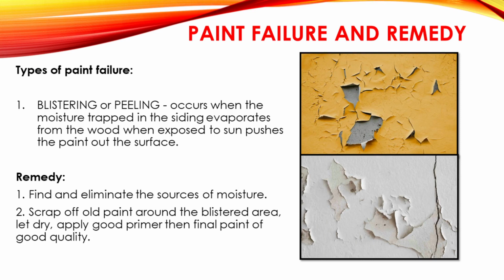First is the blistering or filling. Blistering, in definition, is the formation of bubbles in the exterior decorative paint film, resulting from localized loss of adhesion that can quickly lead to paint flaking and peeling. It occurs when the moisture trapped in the siding evaporates from the wood when exposed to sun and pushes the paint out the surface. For the remedy, you can find and eliminate the sources of moisture, and you can also scrape off old paint around the blistered area, let dry, apply good primer, then final paint of good quality.